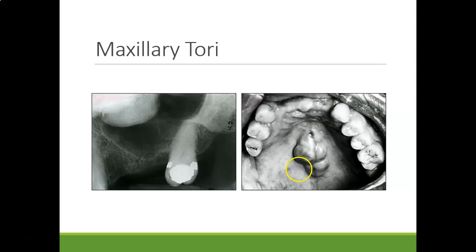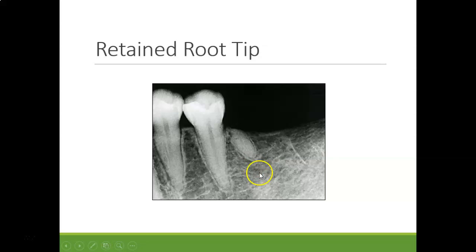I need to take a picture of my maxillary buccal exostosis. I have crazy huge buccal exostosis. So I need to take a picture of that and stick it in this PowerPoint for next year.